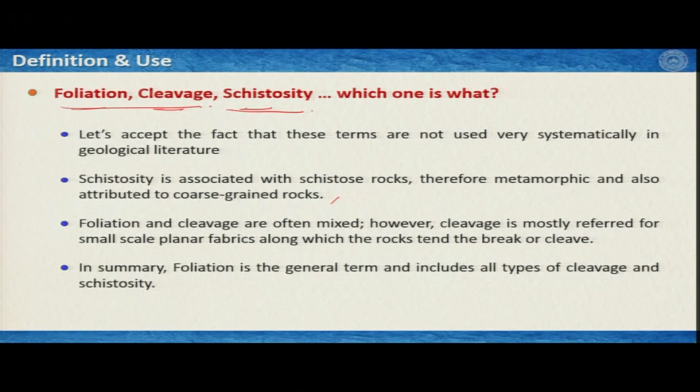But cleavage is mostly referred to for small scale planar fabrics, whereas foliation is generally for large scale features. However, that is not always maintained, and cleavage also refers to the fact, as the name suggests, that these are planes along which the rock tends to cleave or break apart. This is how you can think of the difference between foliation and cleavage. If I summarize, foliation is a general umbrella term under which cleavage and schistosity are contained. So, it includes everything.